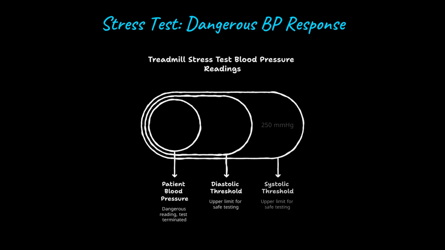Picture a patient mid-protocol when the monitor shows 260 over 130. That single reading crosses both thresholds simultaneously, making the stop decision immediate and non-negotiable. Continuing the test at this point risks hypertensive emergency, stroke, or aortic dissection.